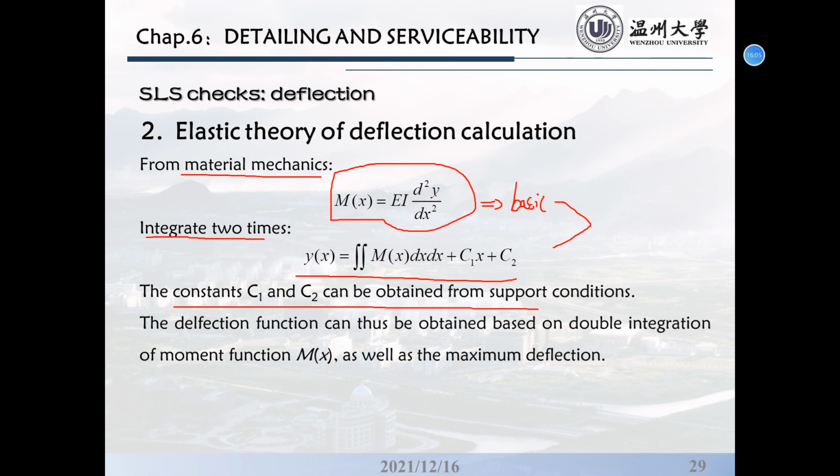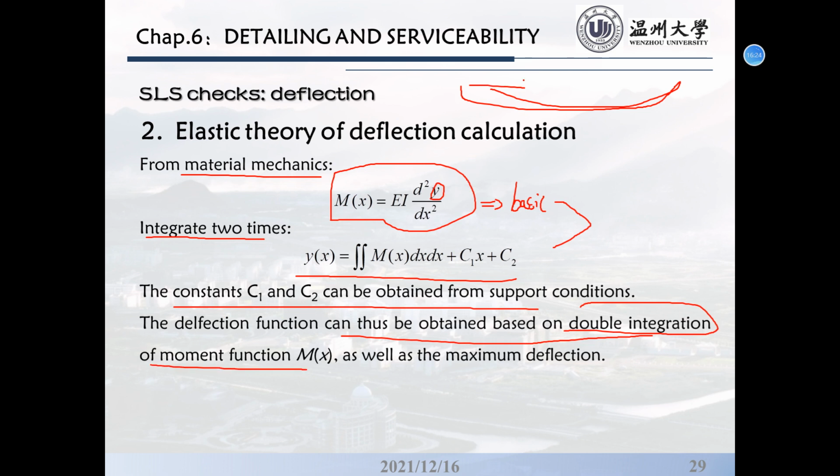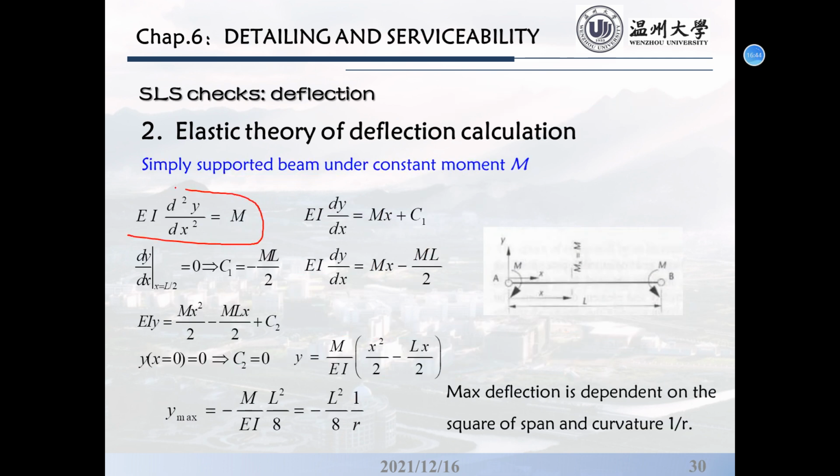Y is the deflection of the structures. The deflection function can be obtained by double integration of the moment function. Y is the deflection. X is the place along the structure. We use the beam to explain. This is just X. Y is this direction, deflection. EI is the stiffness, right?